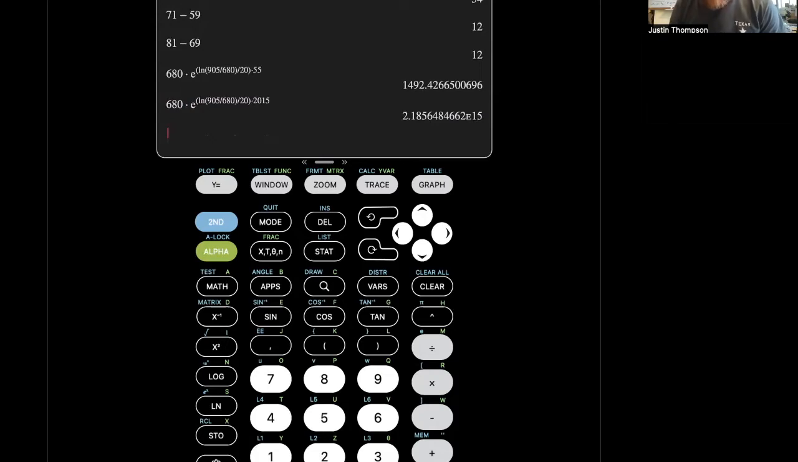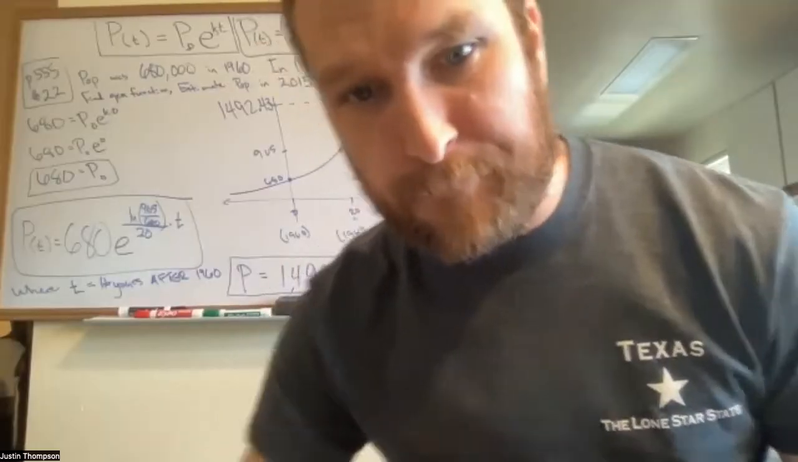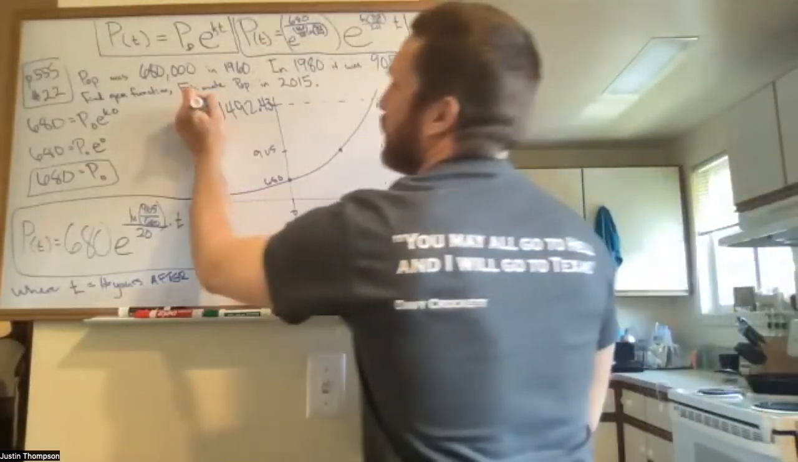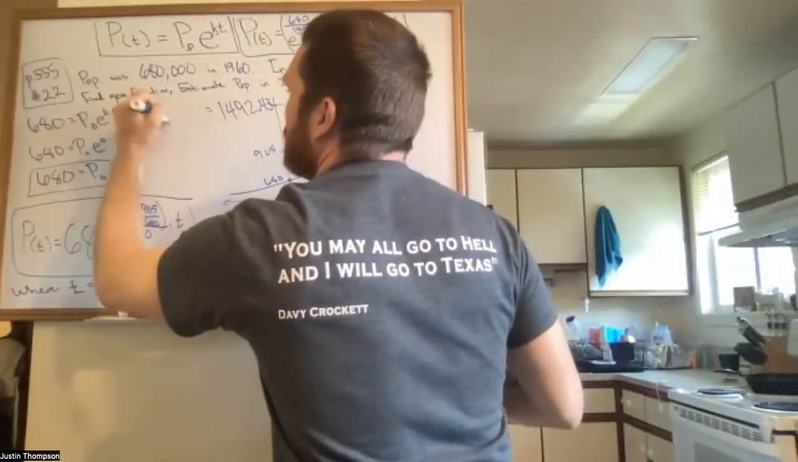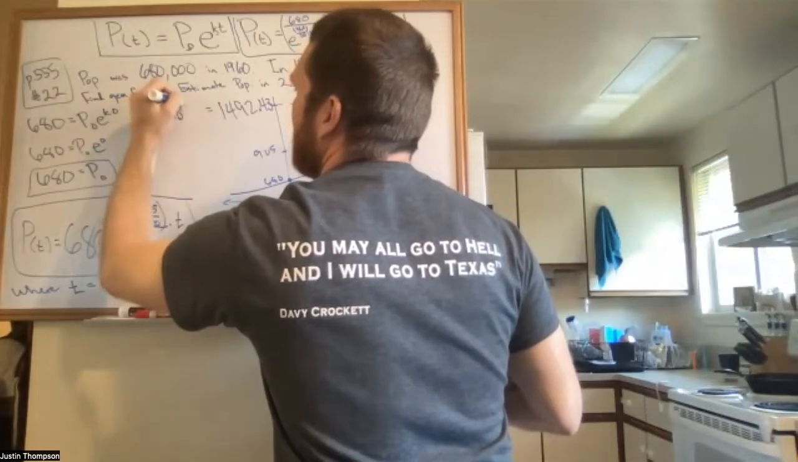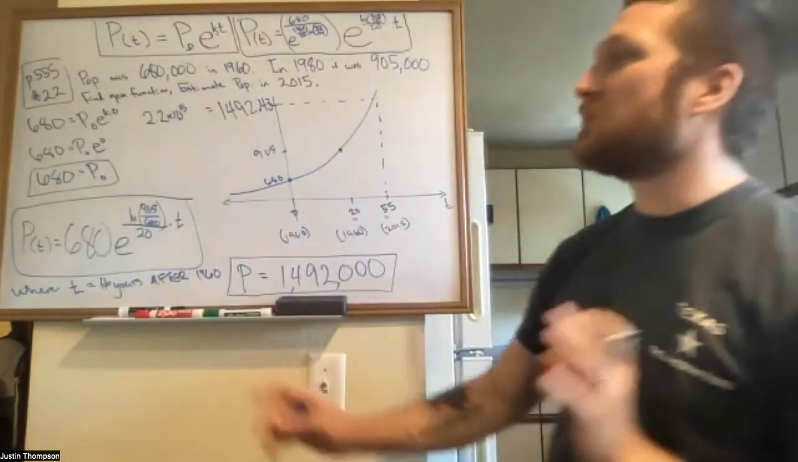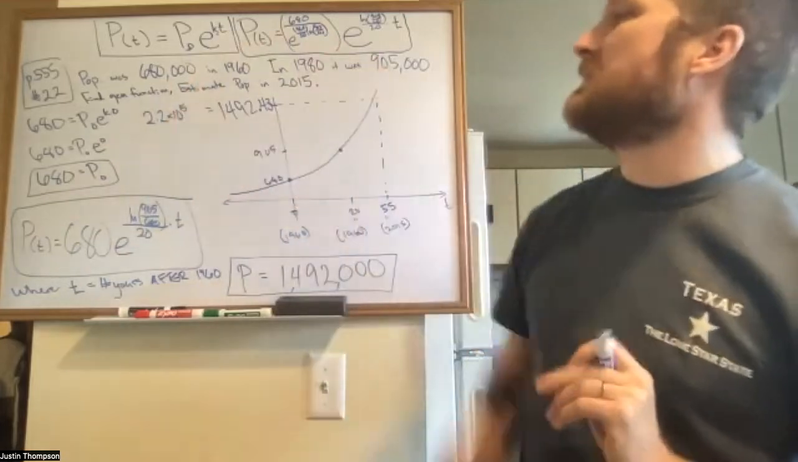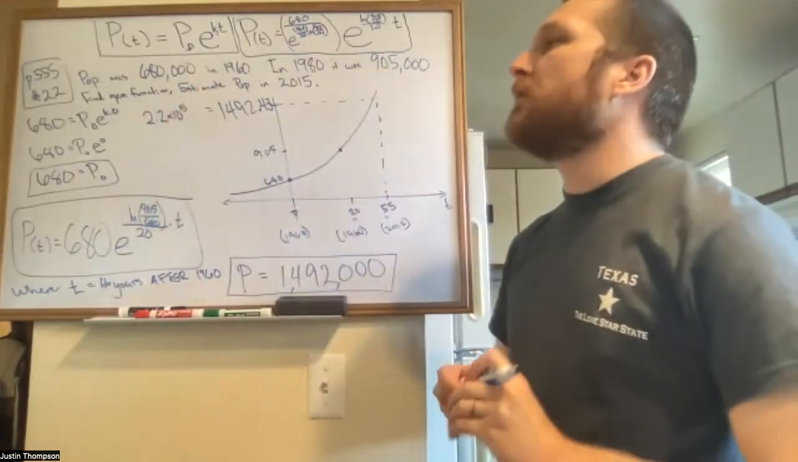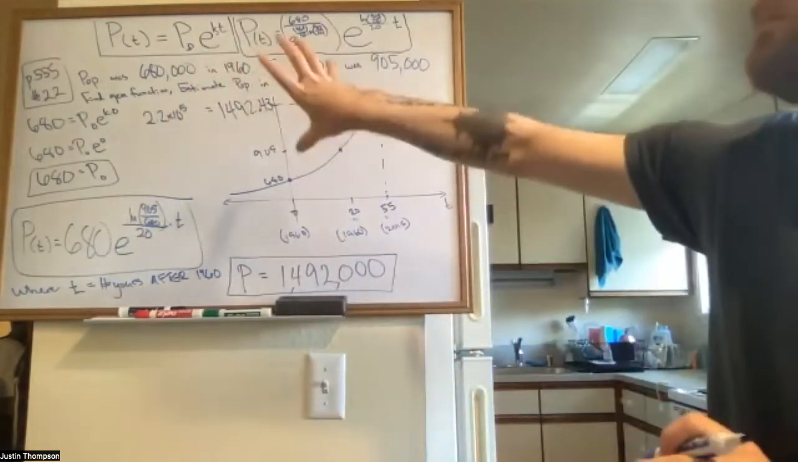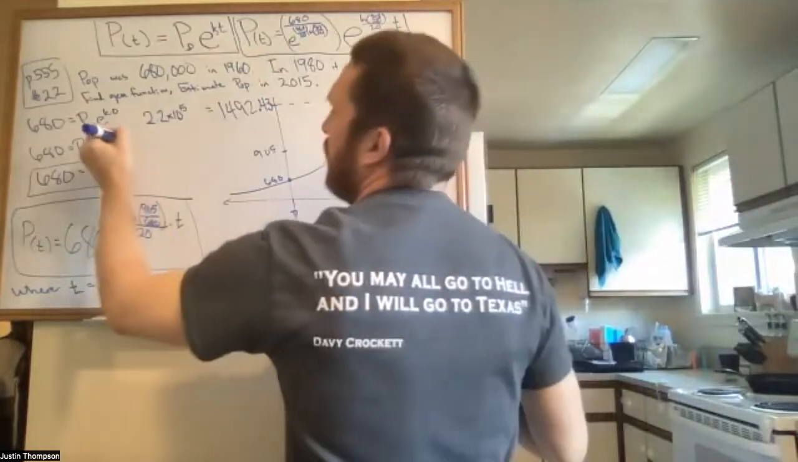Okay, 2.18 times 10 to the 15. So I'm going to go 2.2 times 10 to the 15. And let's say that's what we ended up with. And I don't care how you answer this. If you say, okay, 2.2 times 10 to the 15 people, or if you go, oh, wait, you'll need 3 more zeros onto that.